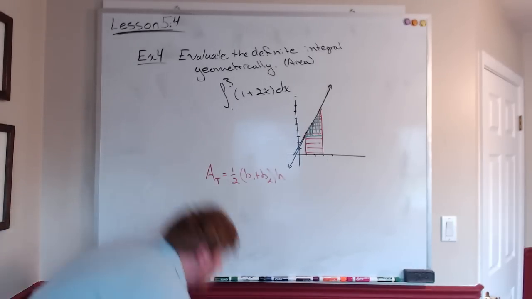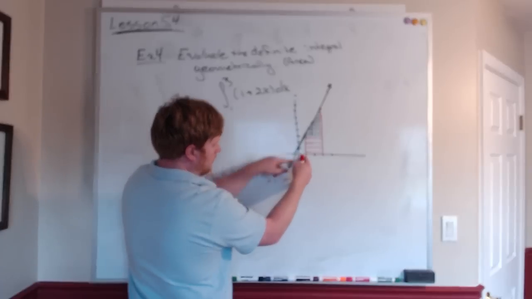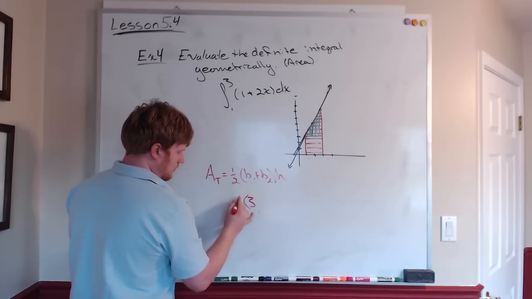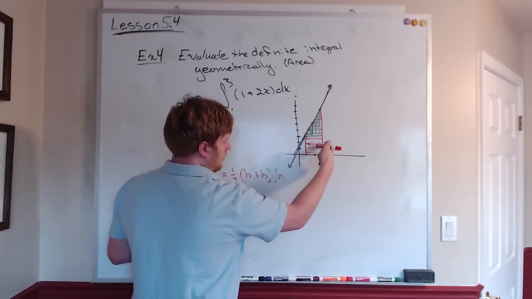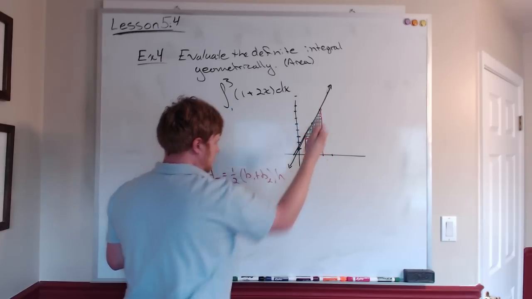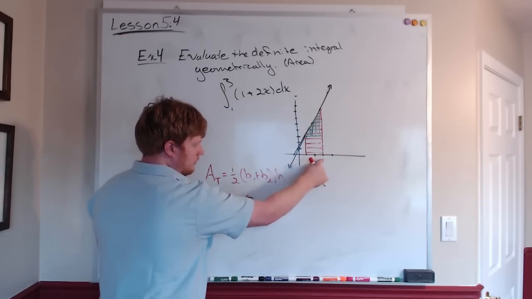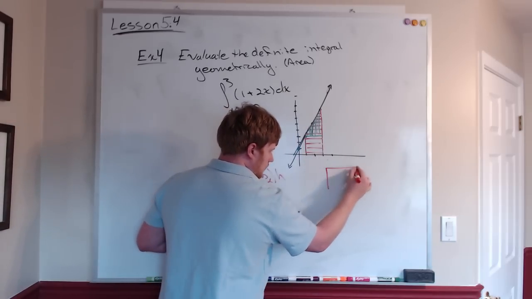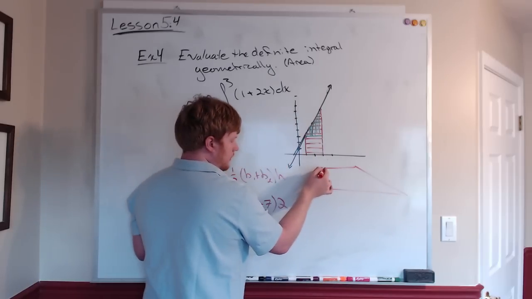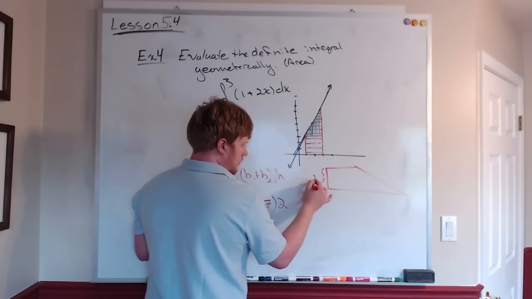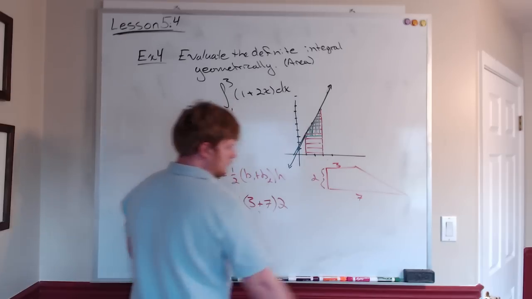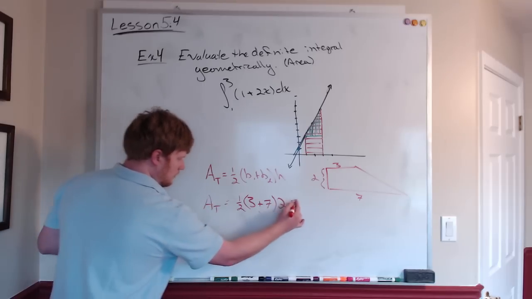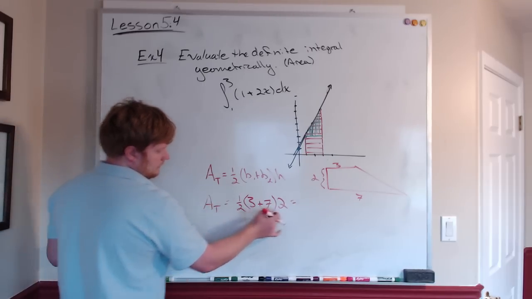In this case, base 1 is 1, 2, 3. Base 2 is 1, 2, 3, 4, 5, 6, 7. And the height is 2. Now, if that's hard for you to see, all I've done is rotated it down like this. Basically, my height here is 2. This was 3. That was 7. So the area here becomes, let's see, 10. Half of that is 5, times 2 is 10.